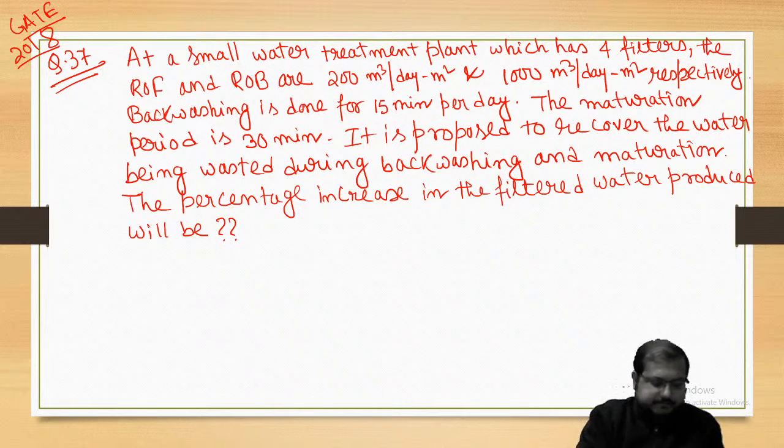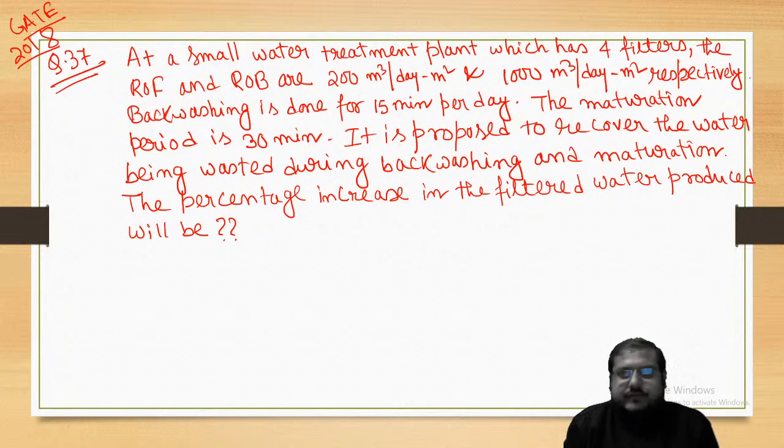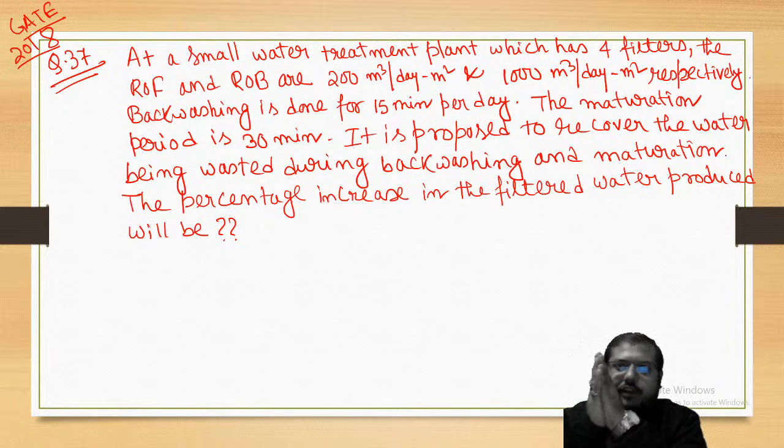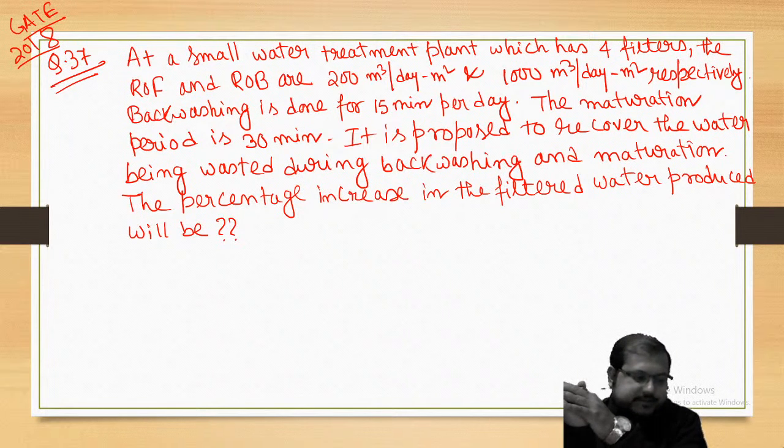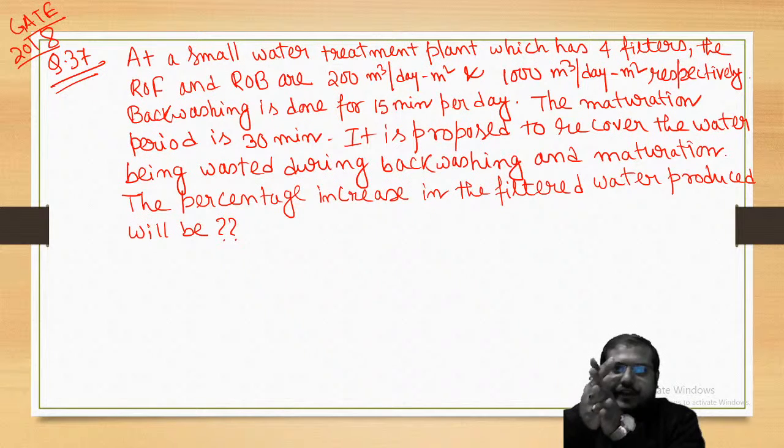Now, let's try to understand the question. What is told in this question? A small filter unit with just 4 filters. The rate of filtration and rate of backwashing are given. Now, what is the maturation period?